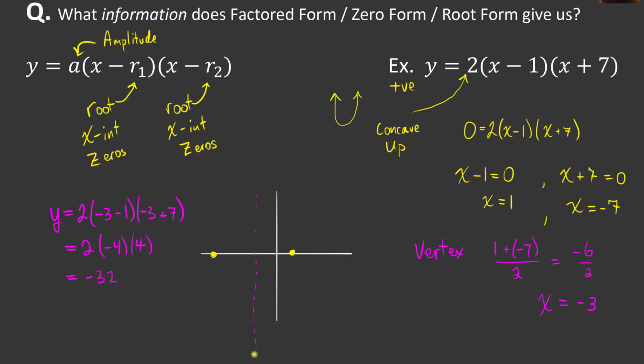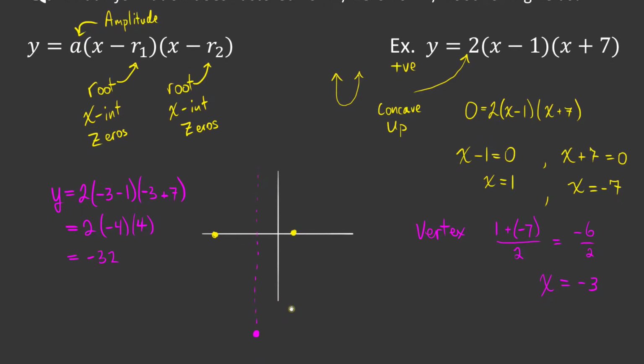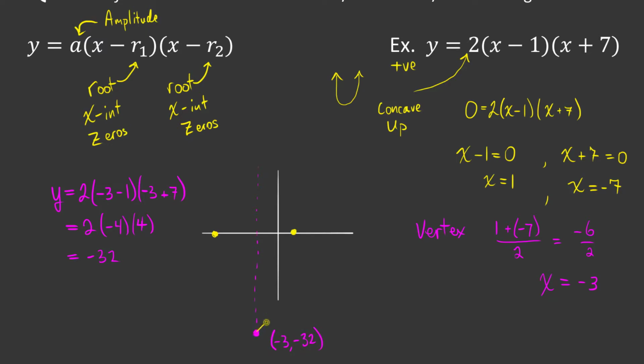So quite a very low vertex, way down there at negative 3, negative 32. There we go. And my parabola is concave up, so it opens upward. I can pass through those x-intercepts. And there's one last point that I can get if I want to, or if I've been asked. This is a horrible sketch, but you kind of get the gist of it.